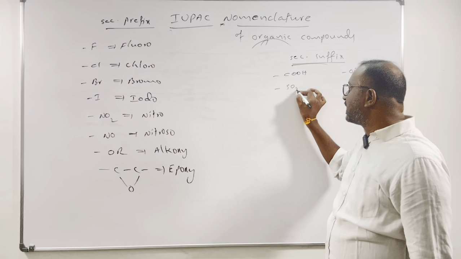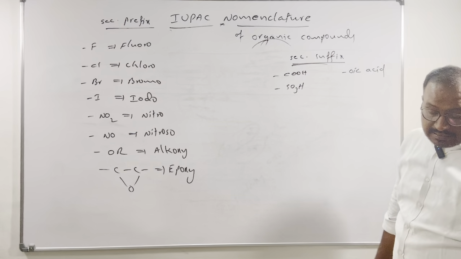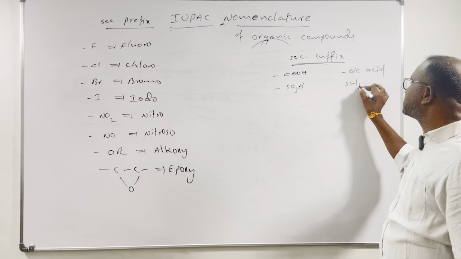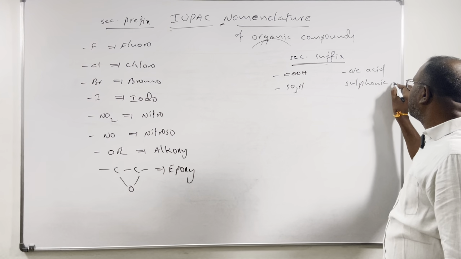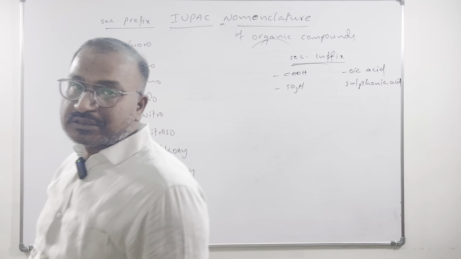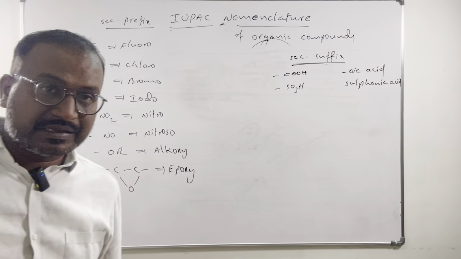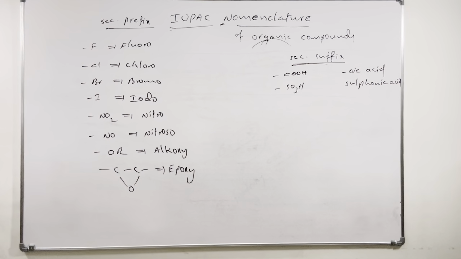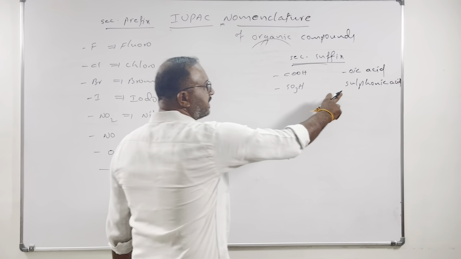The second highest priority is SO3H. This is called sulfonic acid. SO3H, sulfonic acid should be there. So like that, if COOH is there, we write it as the high priority group. If SO3H is there, we say it as sulfonic acid.